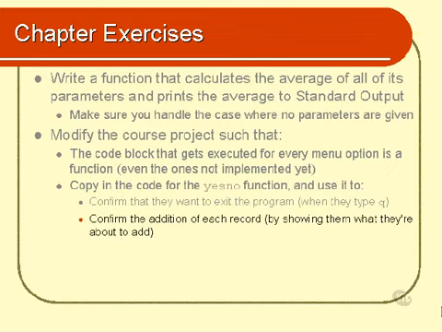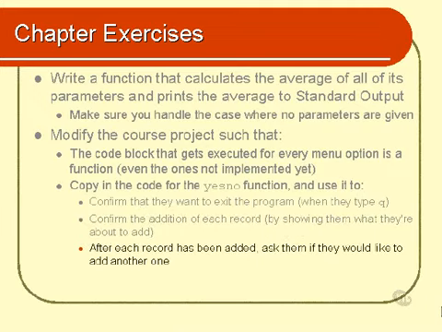Which will give them a chance to back out of that if they have a typo. And if they say no, then obviously just go around again and ask them all the same questions again about surname, first name, street address, and so on. And thirdly, after they add one record, without leaving the adding a record function, ask them if they'd like to add another one.